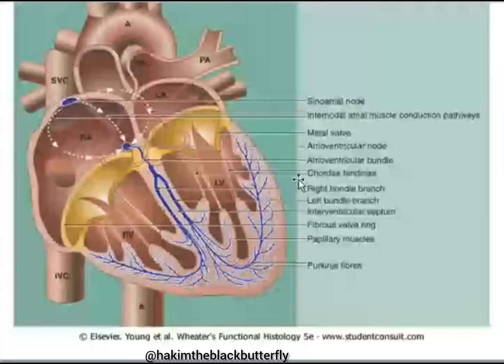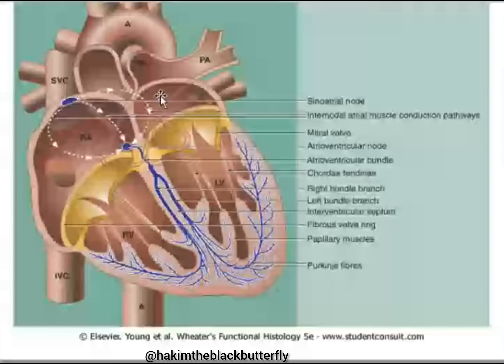So when you look at our heart, we go back and orient ourselves. Right border, inferior border, left border, superior border. Right atrium, right ventricle, left ventricle, and posteriorly we'll have the left atrium.